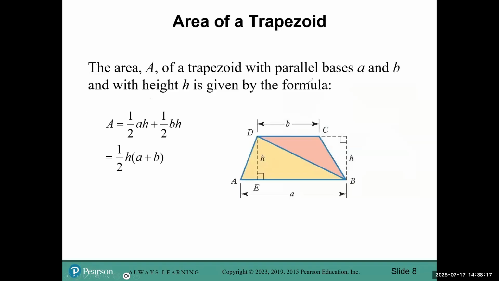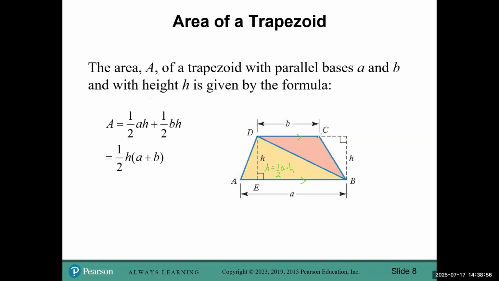And then we have a trapezoid. It's kind of related to a parallelogram, but in a trapezoid, we only have one pair of opposite sides being parallel, and the others are not. So in this one, you can see that DC and AB are the parallel sides. And so if we think about this yellow triangle here, this yellow triangle has base A with a height of H. So the area of this yellow triangle is 1/2 A times H.